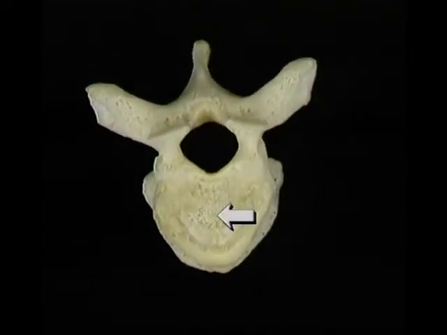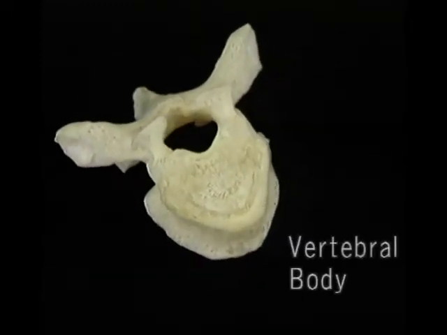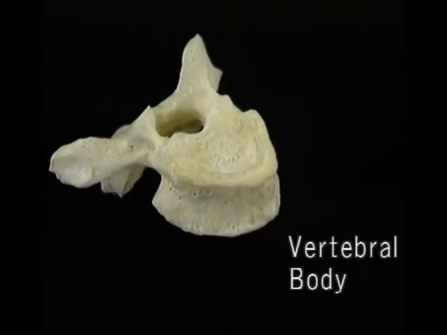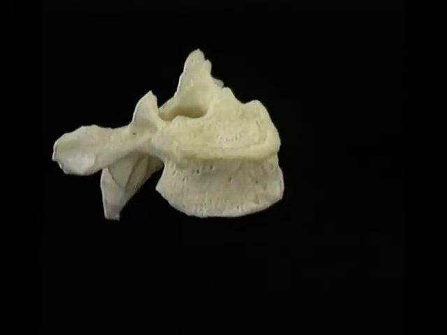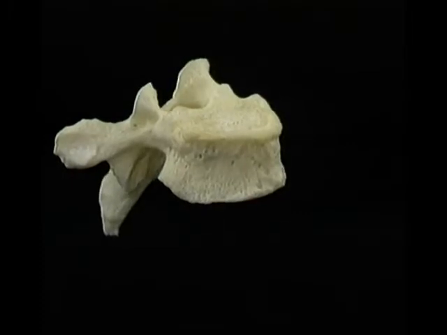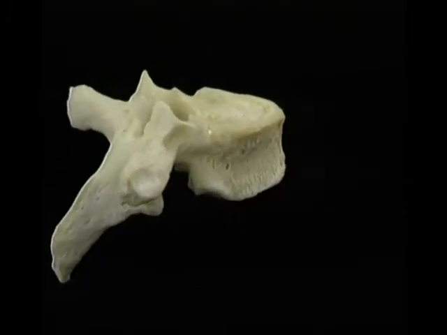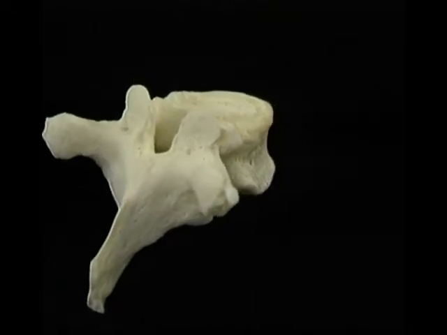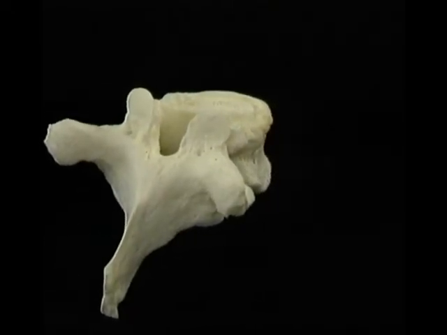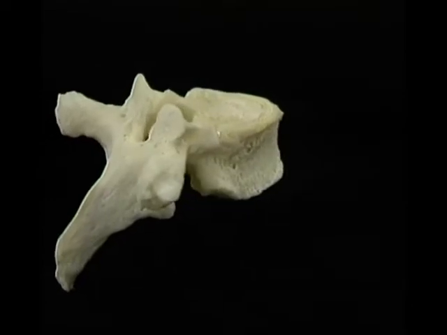In front, this cylindrical mass of bone, the body of the vertebra, supports the weight of everything that's above it. Behind, there's a set of bony plates and projections which serve 3 functions: to protect the spinal cord, to give attachment to muscles and ligaments, and to articulate with the adjoining vertebrae.